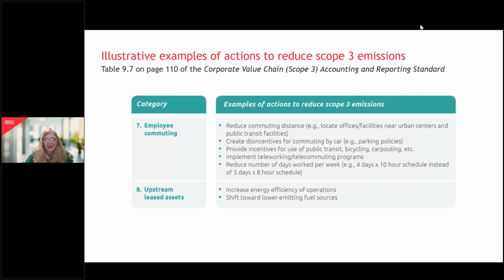If you look at employee commuting, reduce commuting distances. So maybe we need our offices and our facilities near urban centers or public transit facilities, so it's easier for employees to come by train. Create disincentives for commuting by car, so parking policies, parking costs. Provide incentives for the use of public transit, bicycles, carpooling. Implement teleworking or telecommuting programs. Reduce number of days worked per year, especially in the office. If you look at upstream leased assets, increase energy efficiency of operation, and shift towards lower emitting fuel resources.